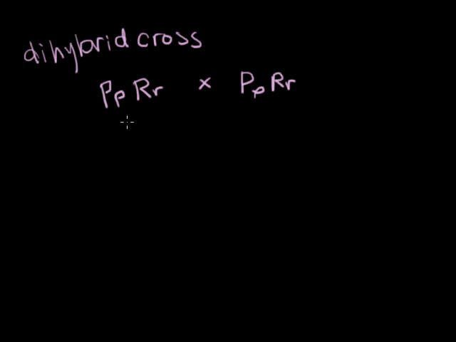So what are the different possible combinations? Each egg or sperm, or in the case of plants, egg and pollen, is going to have one P and one R. So what are the possible combinations? It could be a big P and a big R. It could be a big P and a little r, and it could be a little p and a big R, or a little p and a little r. So there are 4 possible combinations of p's and r's that each parent could pass down.